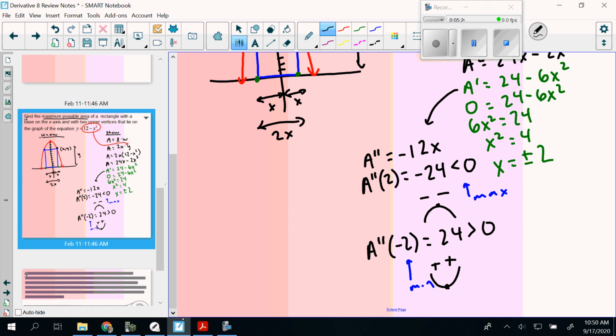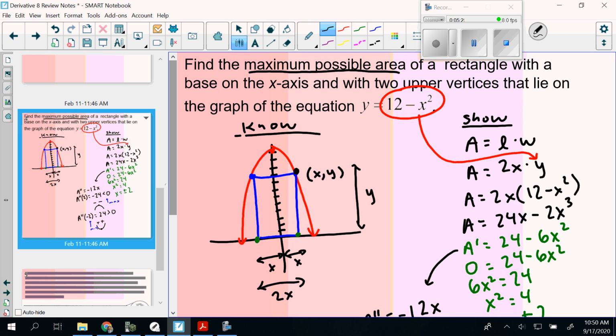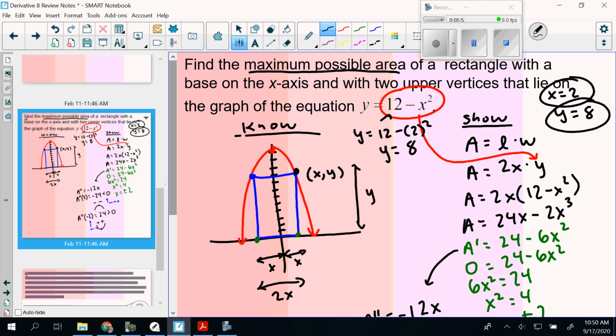So we know when x is positive 2, that's what we're looking for. So x equals 2 is part of our answer. Let's find the y like we've done in the previous problems. The best place would be right here: y equals 12 minus 2 squared, plugging in the 2 we got before. That's going to give us a y of 8. So y is 8. Now you've got to be careful here.